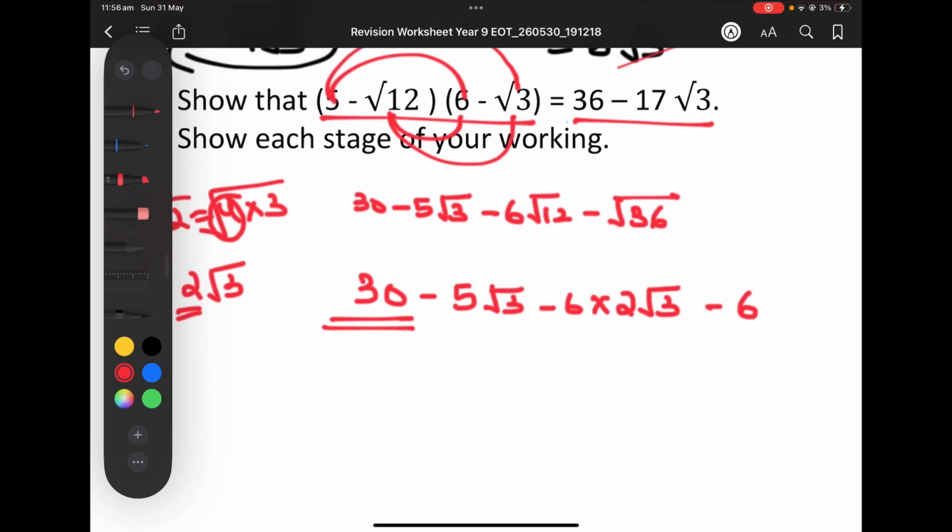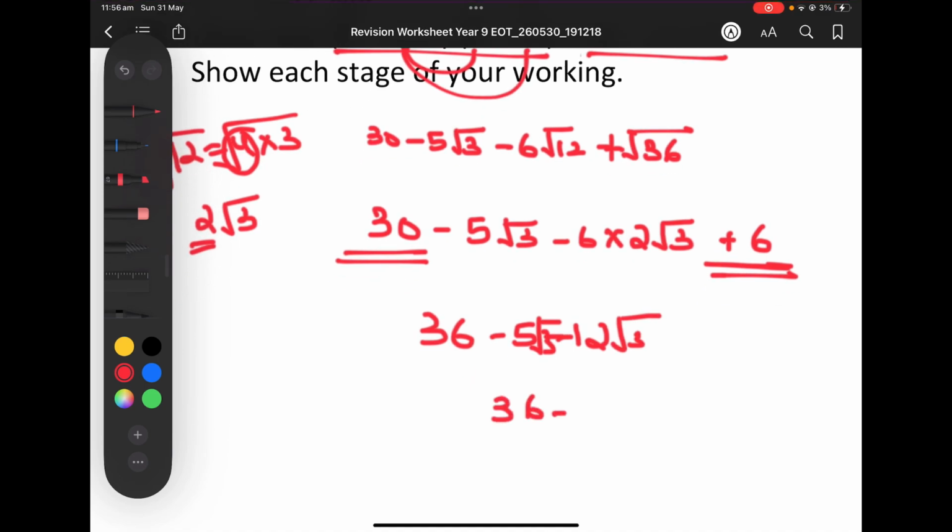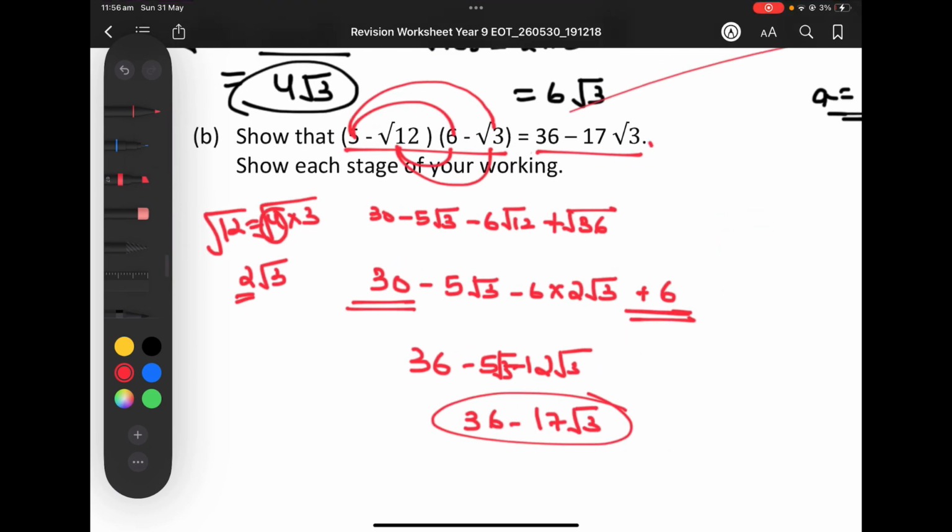Then this is going to be plus minus and minus, right? This term and this term will add together, that becomes 36, and then minus 5 root 3 minus 12 root 3 is there here. So that becomes 36 minus 17 root 3 would be the answer. That's exactly what they asked us to show.